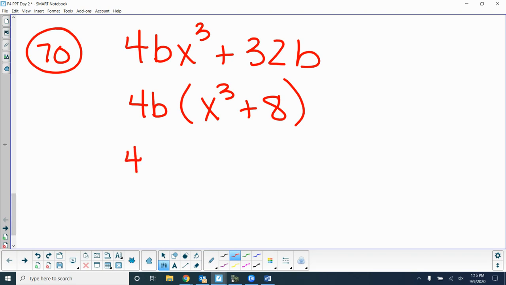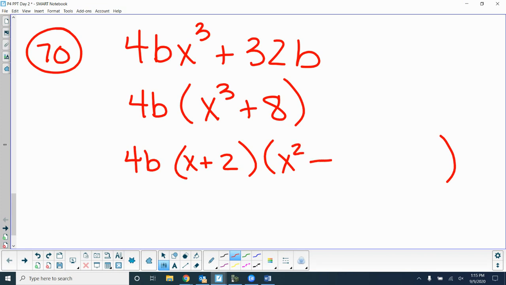So the 4b stays, just comes along. Binomial, trinomial. Cube root of x cubed is x. That sign. Cube root of 8 is 2. First term, square it. Opposite signs. Multiply the two terms together. Always addition. Square the second term. 2 squared is 4. Now we're done.